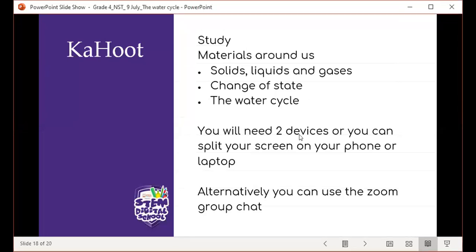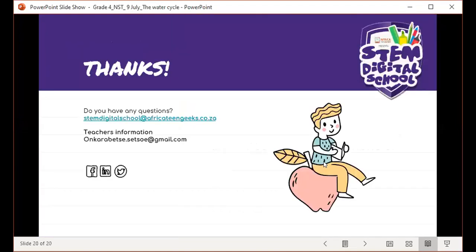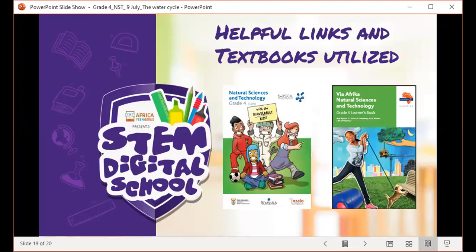Let us give Menintle a chance to show us the picture that she said she has for us. Guys, remember, last thing: the textbooks we used are the Siyavula textbook that you can get on the Thunderbolt Kids website, as well as the Via Africa Natural Sciences and Technology, which you can get on Snaplify. Okay, Menintle.